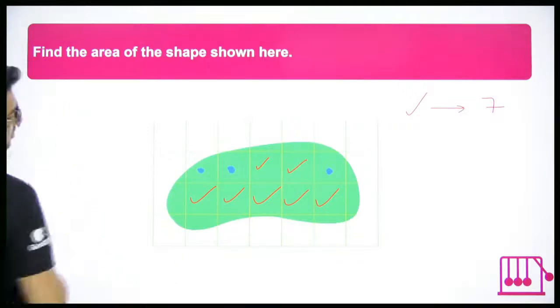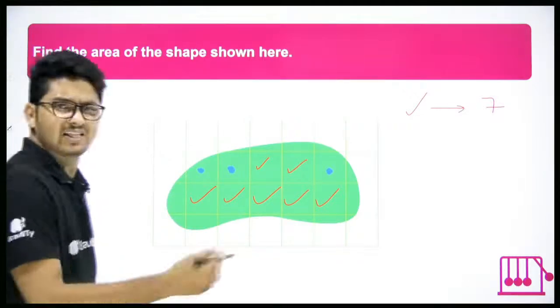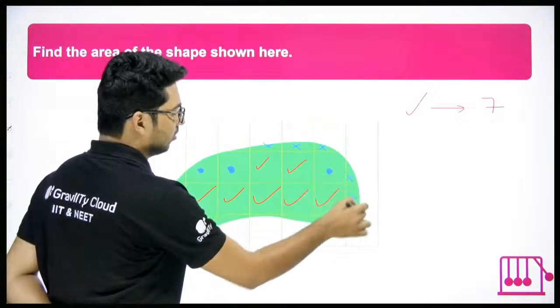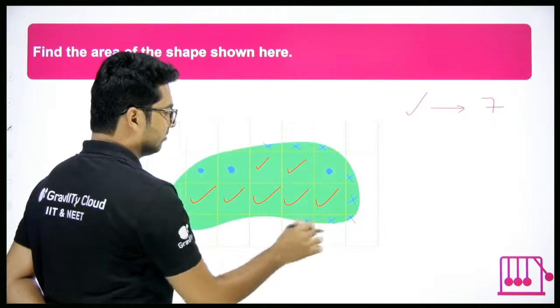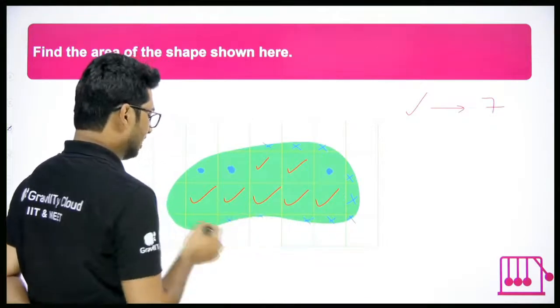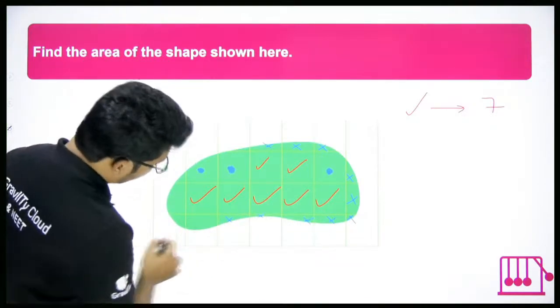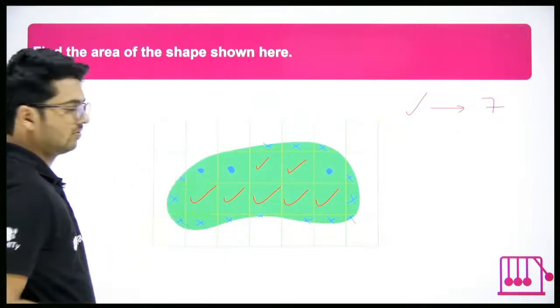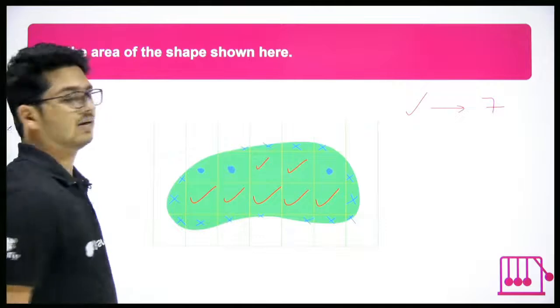So how many dots do you have here? How many more than half squares? Everything else is not more than half. Not more than half, not more than half, not more than half, and even this is not more than half.